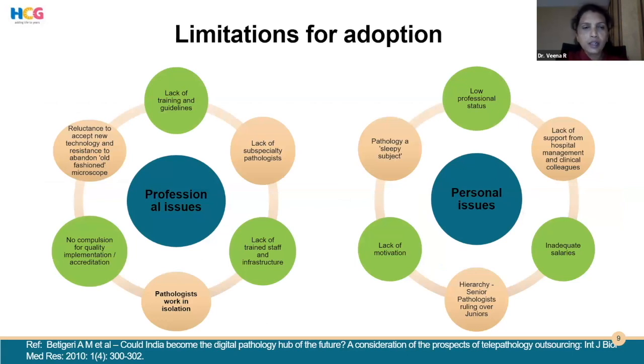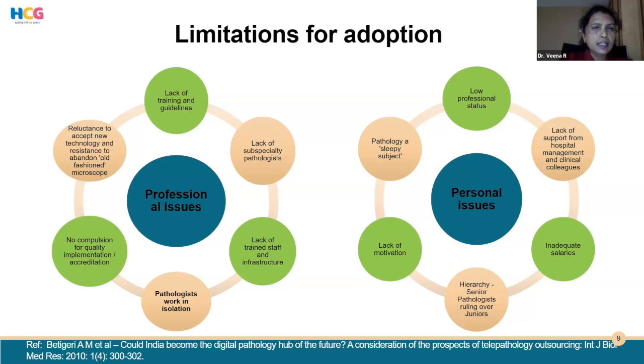Just to give you a reference to this article, a wonderful article, which looked at the limitations. Why are pathologists reluctant to look at digitization, why don't they want to adopt digital pathology, when it's almost 60, 70 years and we're still talking about it, right? This article beautifully gives the reasons. This is actually a survey.